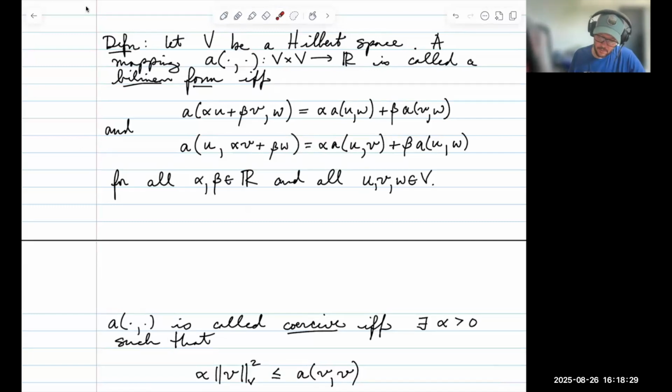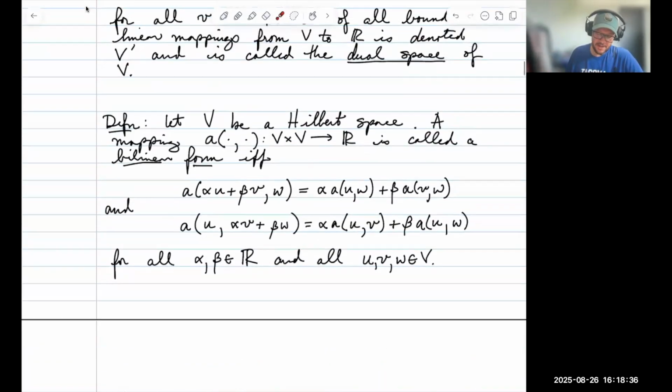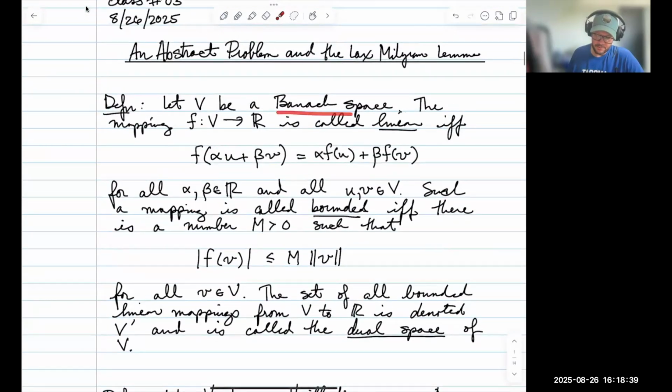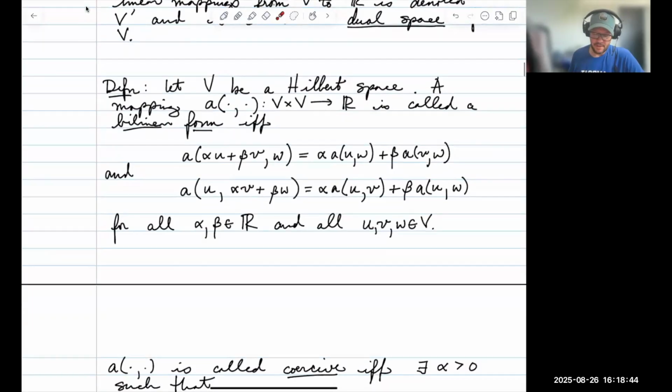So let's make a kind of obvious definition then. Suppose that V is a Hilbert space. I'm not sure why I switched from talking about a Banach space up here to a Hilbert space here. Doesn't really matter. I could have made them both Hilbert spaces or both Banach spaces. It doesn't matter because, in fact, I didn't even have to make them complete linear spaces. I could have just used a normed linear space, for example. But okay.